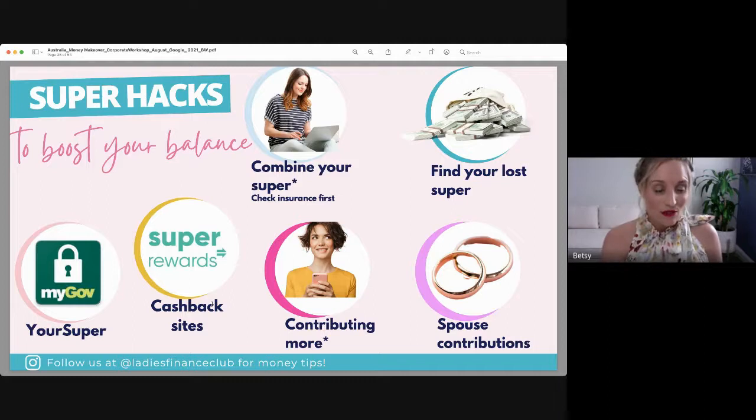So we've got Your Super, where you can look on MyGov and see stuff about your super. We talked about those shopping platforms earlier, but Super Rewards is a shopping platform where you get cash back on your everyday purchases, but it goes to your super fund rather than in your pocket. Earning $16 cash back as cash is nice, but I'll probably just spend it. Putting it into my super where it can compound and become something bigger excites me. Other ways to boost your super is obviously contributing more.